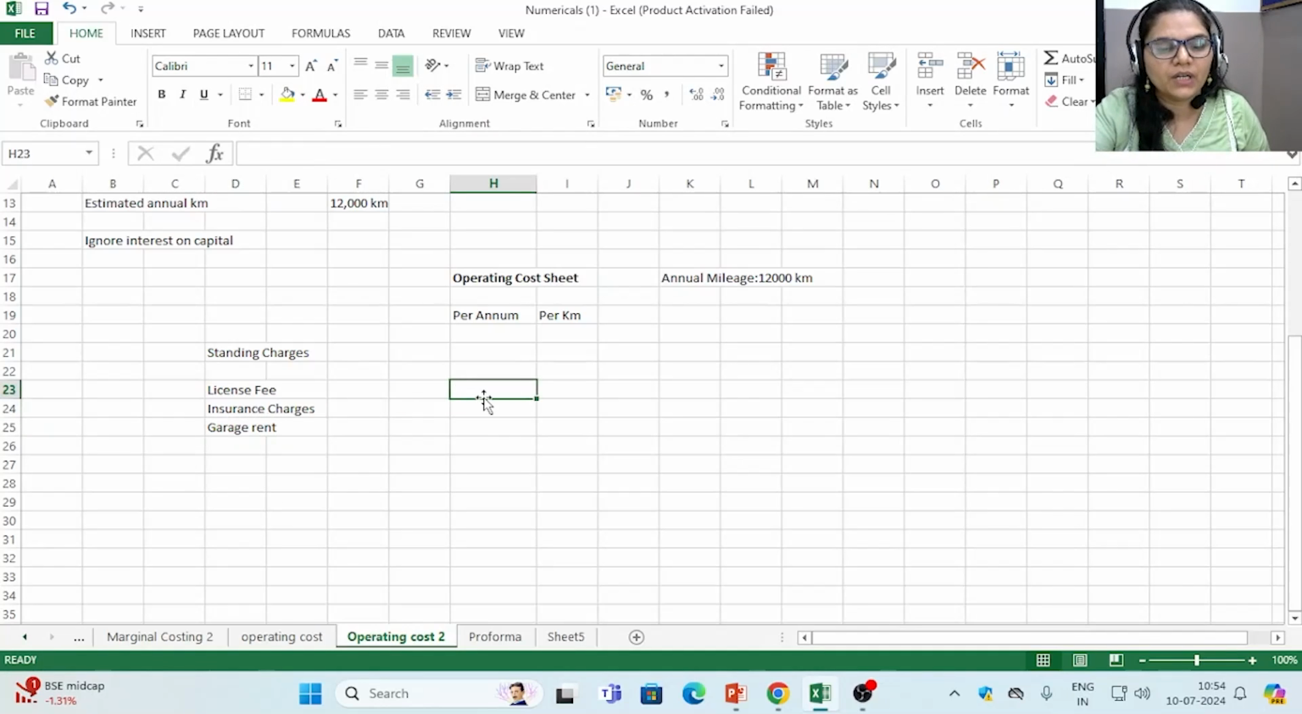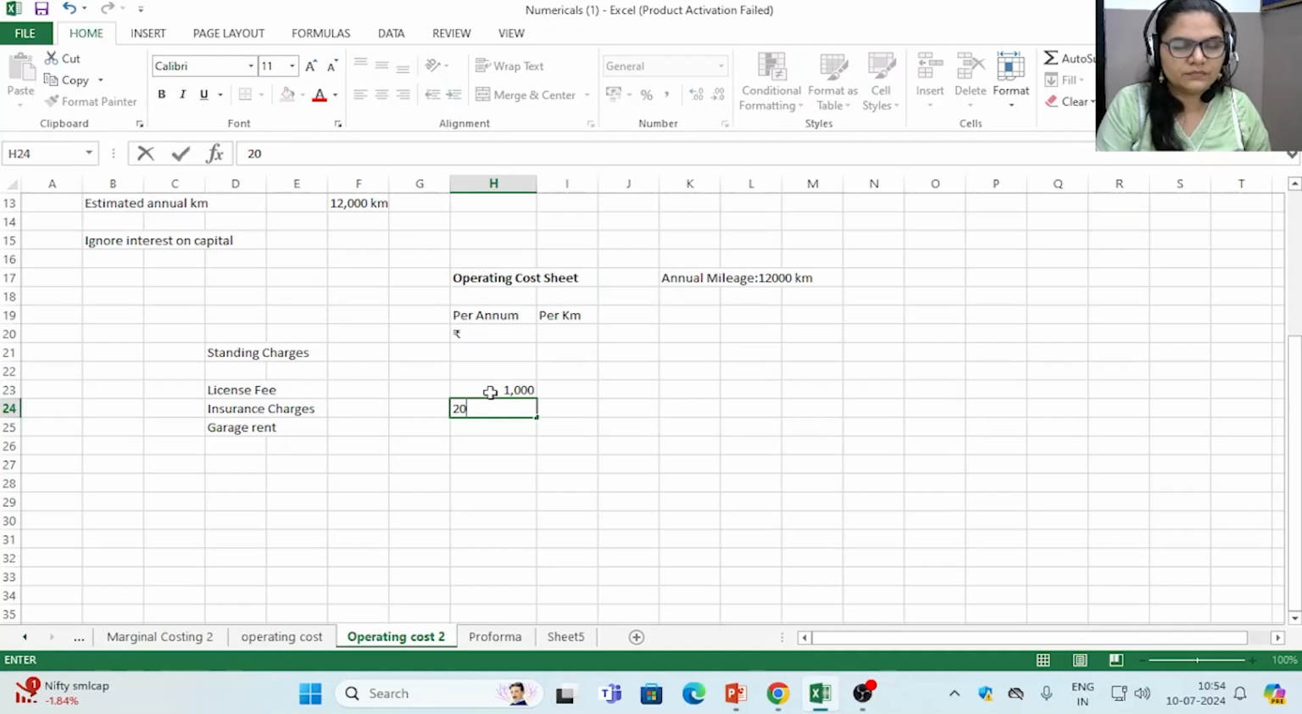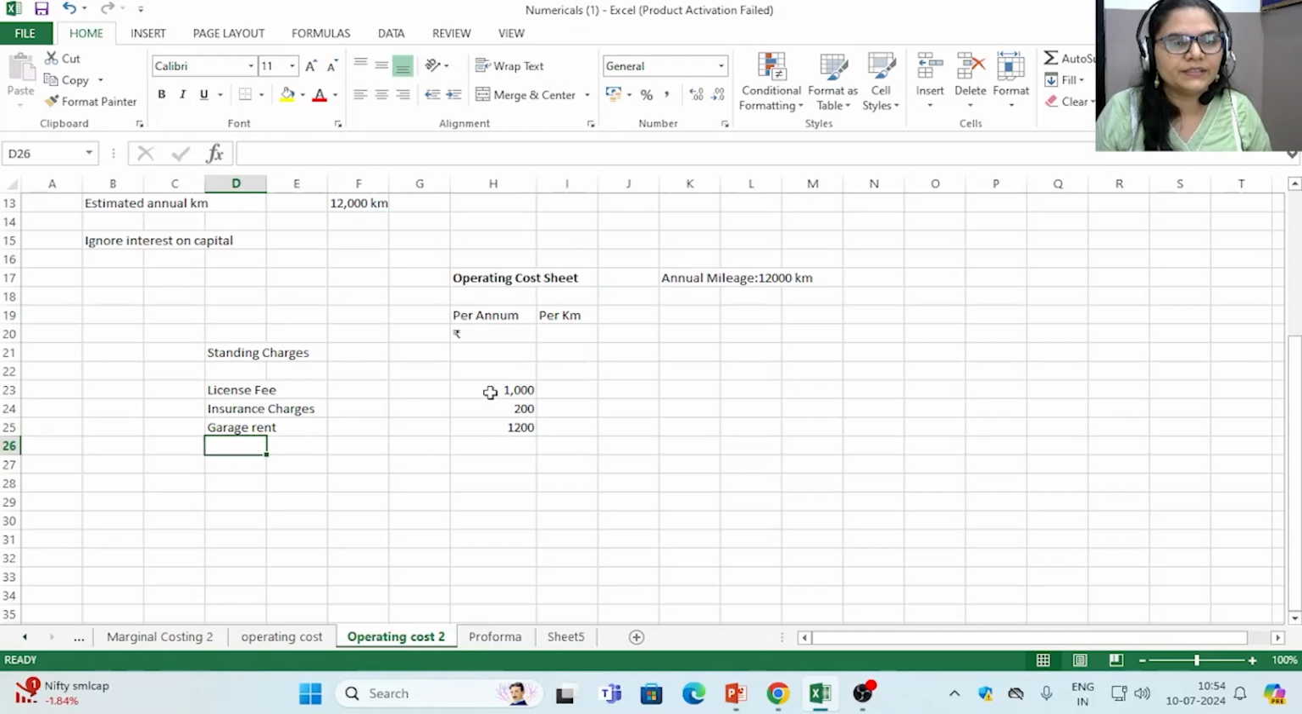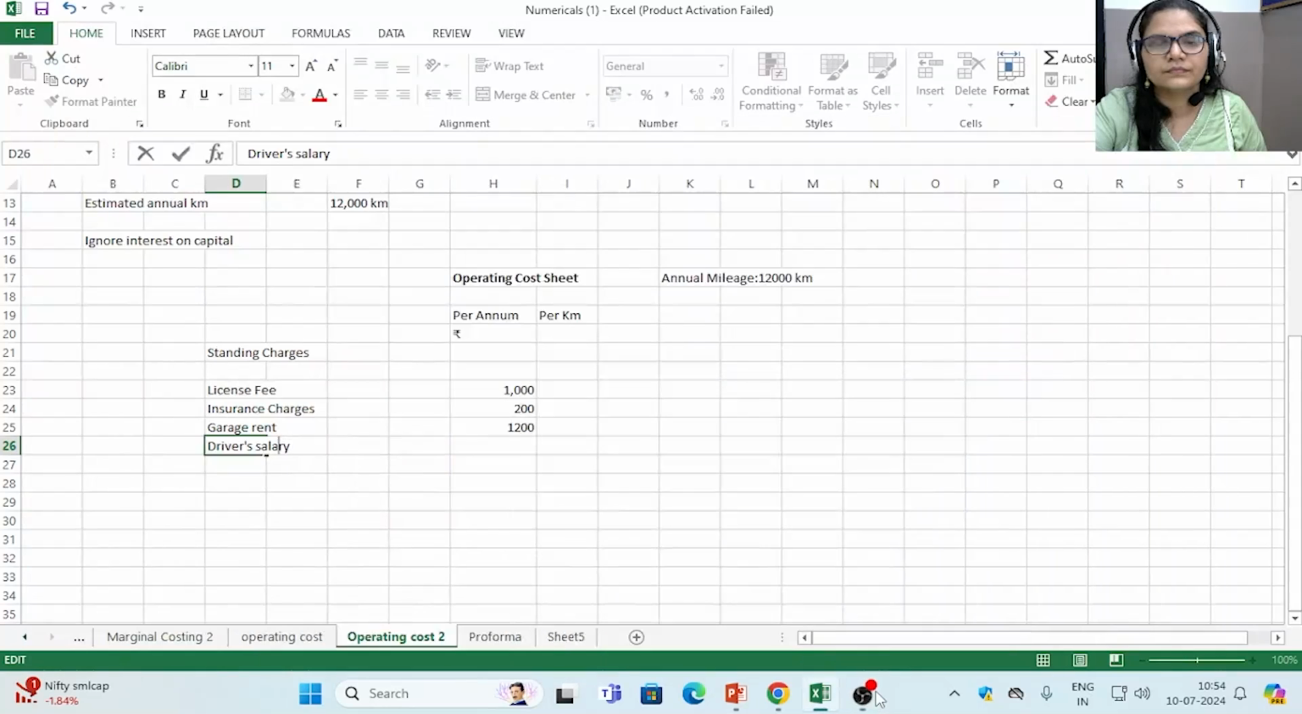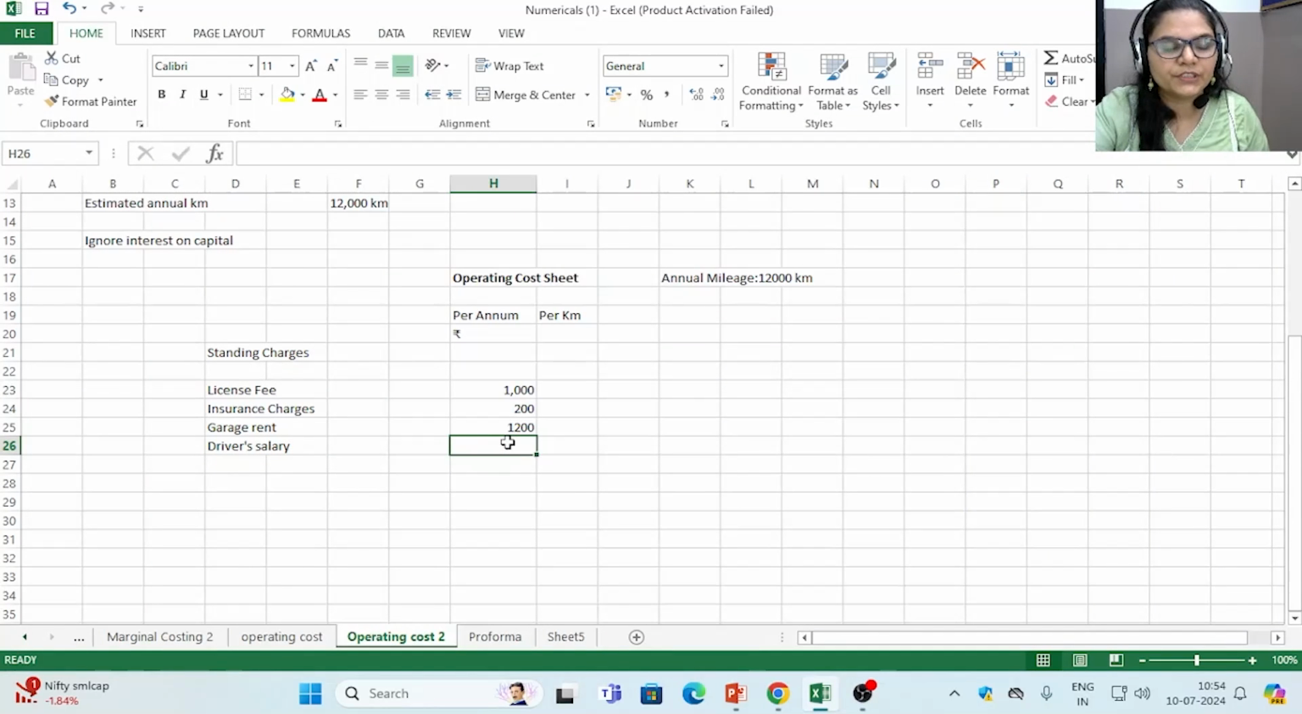License fee per annum given to us is 1000. All these figures are in rupees. So license fee is 1000. Next is insurance, 200. Next is garage rent, which is 1200. Next is driver's salary, which is 400, and the total comes out to be 2800.